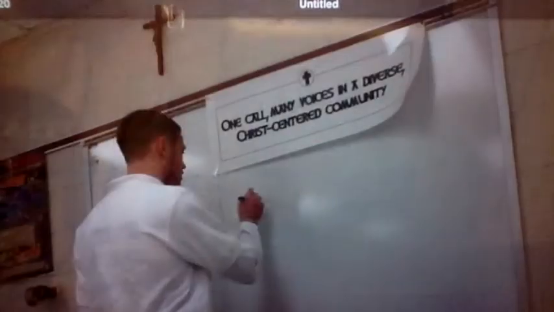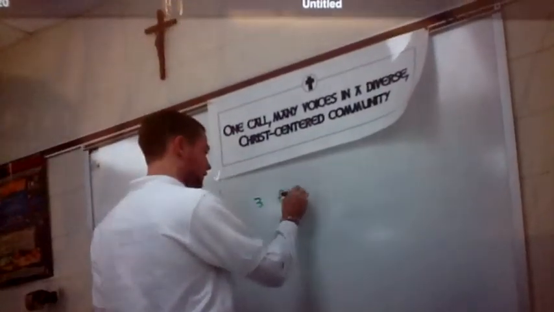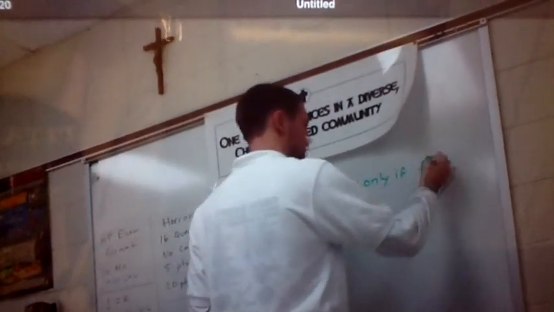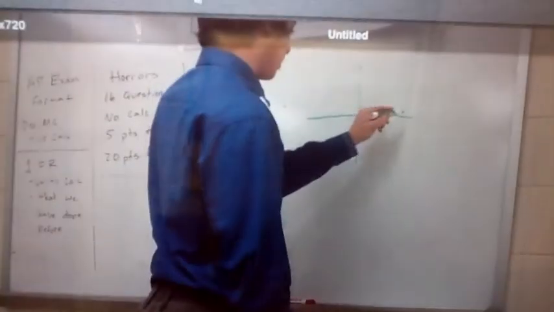The third general rule is that f of a equals b if and only if f inverse of b equals a.